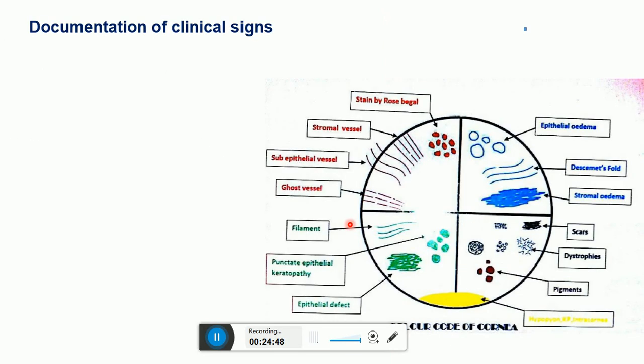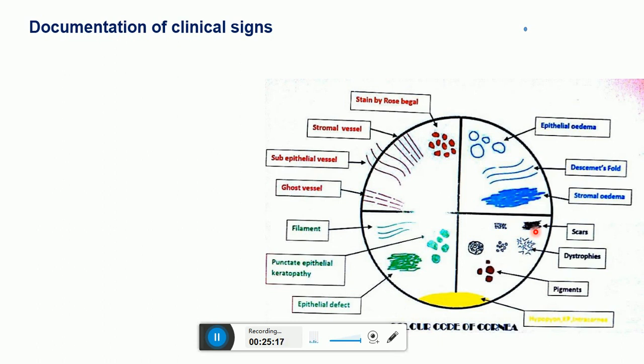Now, documentation of clinical signs. Clinical signs should be illustrated with a color-coded labeled diagram. Measuring lesion dimensions is particularly useful to facilitate monitoring. Slit lamp photography is an increasingly used supplement or alternative. Opacities such as scars and degeneration are drawn in black.